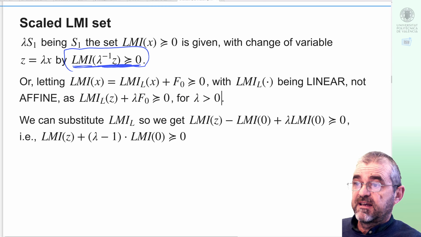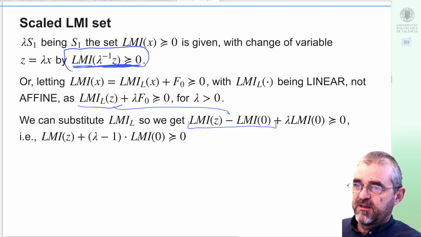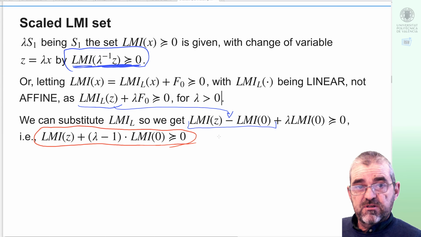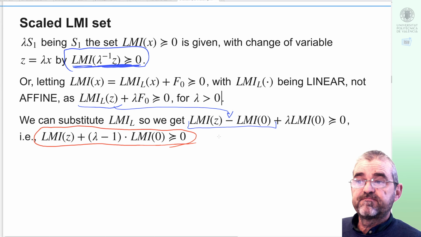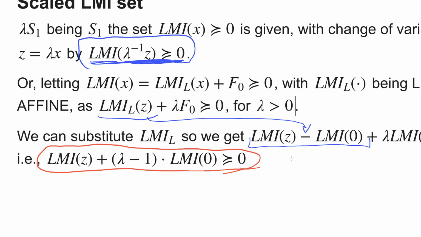And actually, as the linear part of the LMI is the full LMI minus the constant term LMI of 0, then replacing this by this, we can see that the positive scaling of an LMI set can be written as this thing for a fixed lambda. So let's see some example.